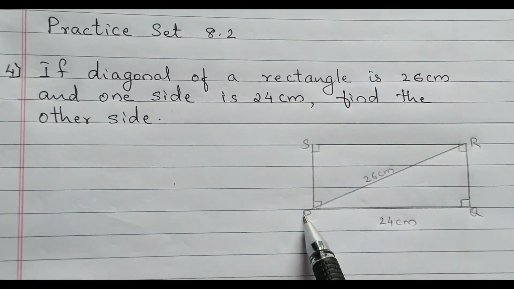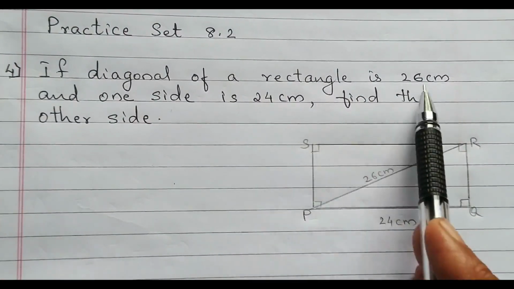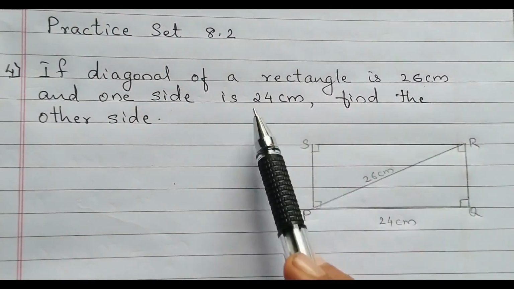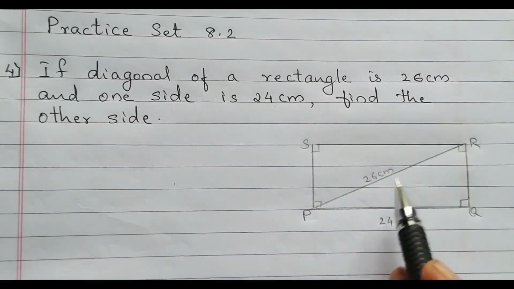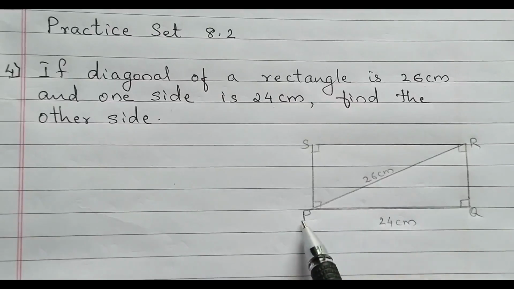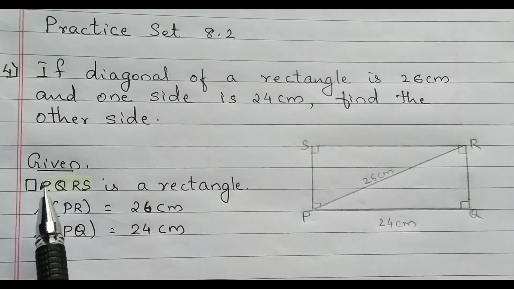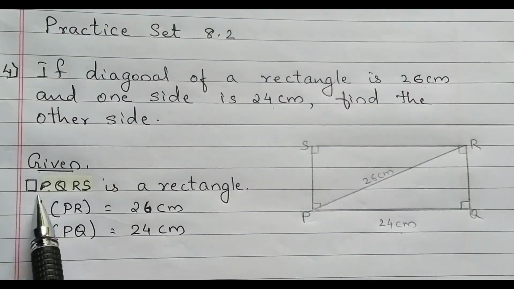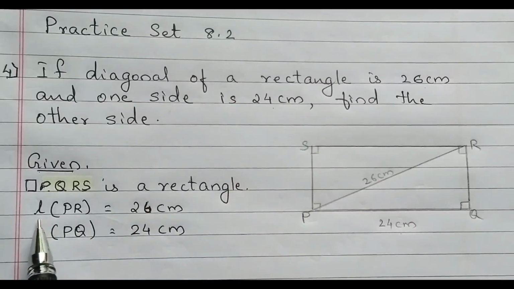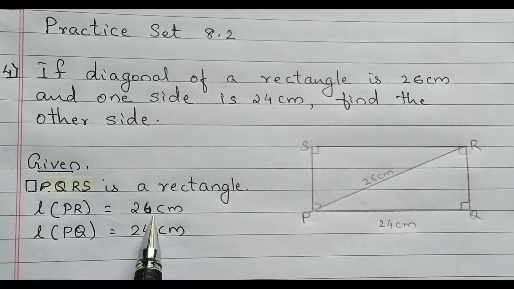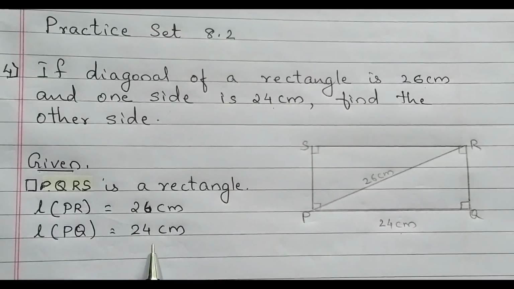Let's take the rectangle as PQRS. The length of the diagonal is given as 26 centimeters and one side is given as 24 centimeters. So we have taken the diagonal PR as 26 centimeters and side PQ as 24 centimeters. First let us write what is given. It's given that quadrilateral PQRS is a rectangle, and the length of the diagonal PR is 26 centimeters and the length of the side PQ is 24 centimeters.